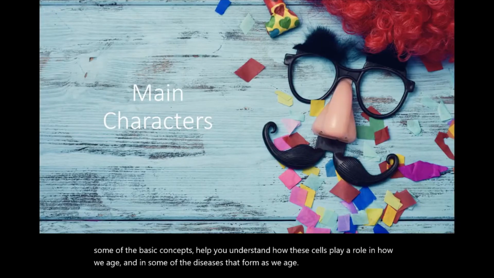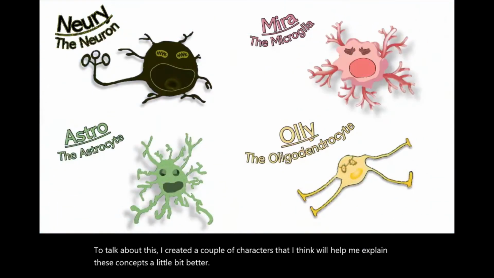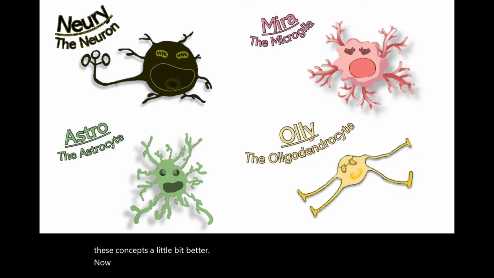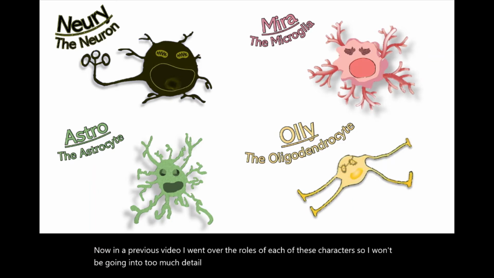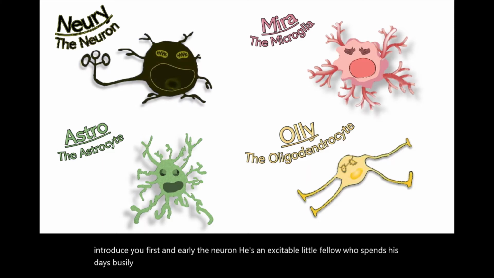To talk about this, I've created a couple characters that I think will help me explain these concepts a little bit better. Now, in a previous video, I went over the roles of each of these characters, so I won't be going into too much detail about the basic functions of them. But I just want to introduce you first to Nuri the neuron. He's an excitable little fellow who spends his days busily sending action potentials down his axons to neighboring cells to communicate his messages. Then we have Mira the microglia.